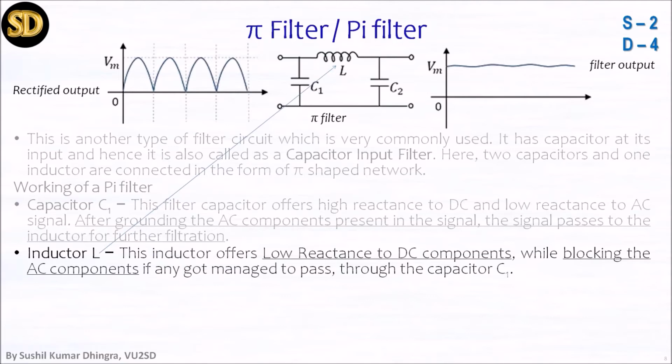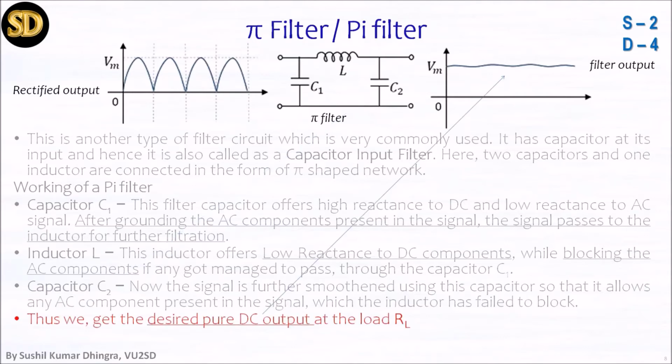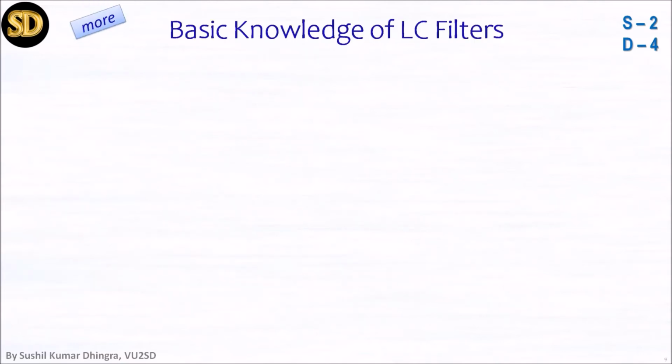So the result is much better, and in continuation there is another capacitor C2. Now this signal is further smoothed using the capacitor, so that any other AC component present in the signal which the inductor has failed to block, or due to frequency reasons, it will try to smooth again, and the resulting Vm, the maximum voltage, will be near to pure DC. Thus we get the desired near-pure DC output at the load RL, which will be used as an output device. So this is one example of how we use a filter circuit.